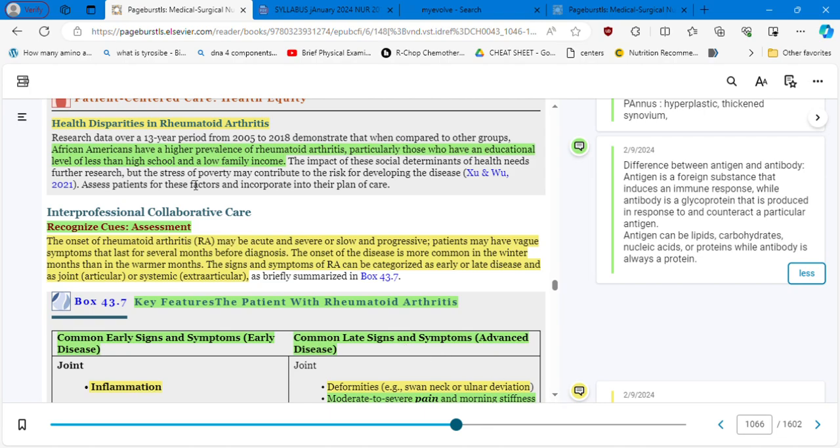Okay, so health disparities in rheumatoid arthritis. African Americans have a higher prevalence of rheumatoid arthritis, particularly those who have an educational level of less than high school and low family income. Right there, low family income. These patients who are not having good nutrition are buying foods that come in cans or packages, with a lot of chemicals.